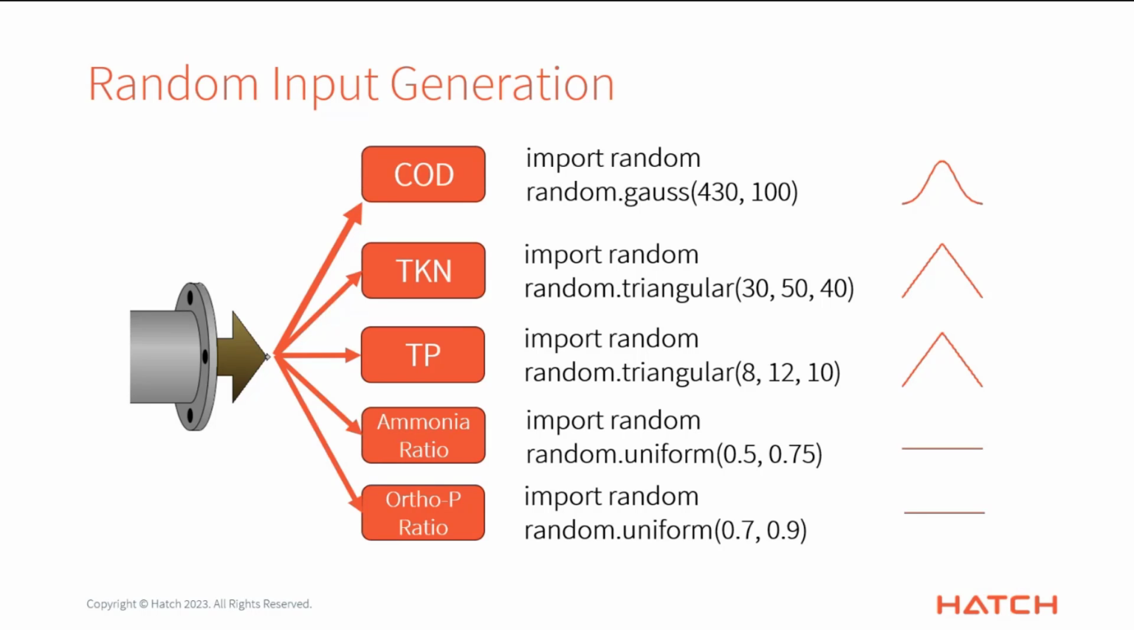For our TKN, we're using the triangular function, where we have to set our minimum value of 30, our maximum value of 50, and our mode value of 40. Likewise, our total phosphorus is using a triangular distribution, where we set our minimum to 8, our maximum to 12, and our mode to 10. And then both of our ratios are using uniform distributions, where for ammonia, we're setting it from a range of 0.5 to 0.75, and ortho-P is a range of 0.7 to 0.9.